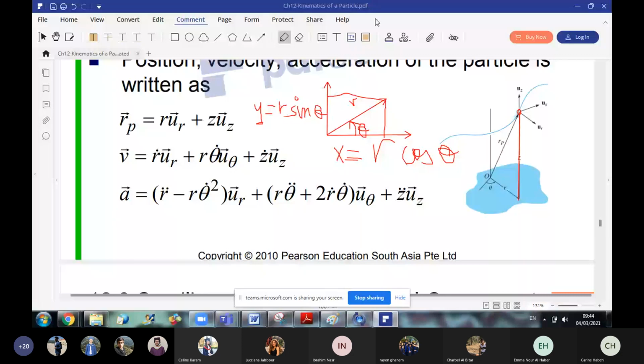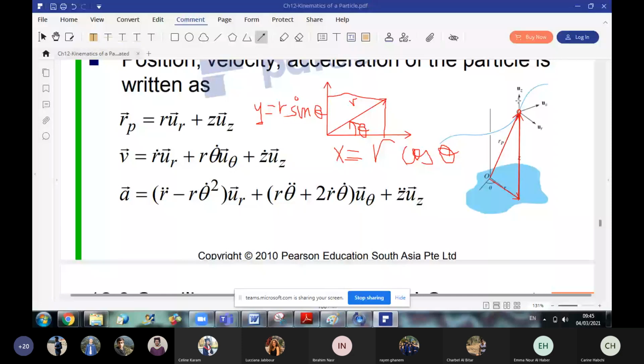This is RP. Your position vector is divided into two components: one along UR, and this is the component along K or UZ if you want. So I divide my position vector into R UR plus Z UZ. As you can see, UZ here is the vertical vector. Of course, it is not necessarily always vertical.